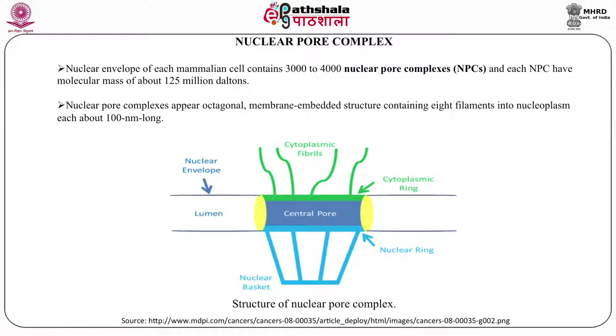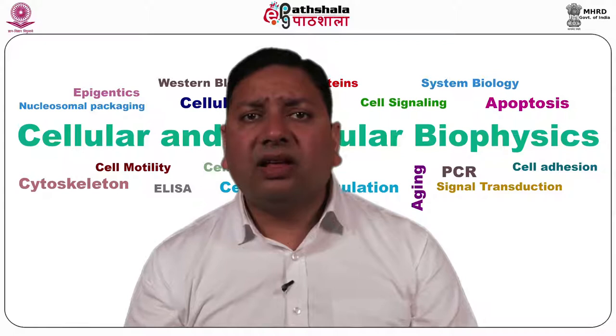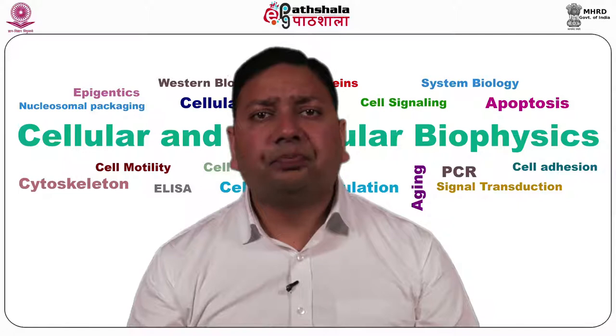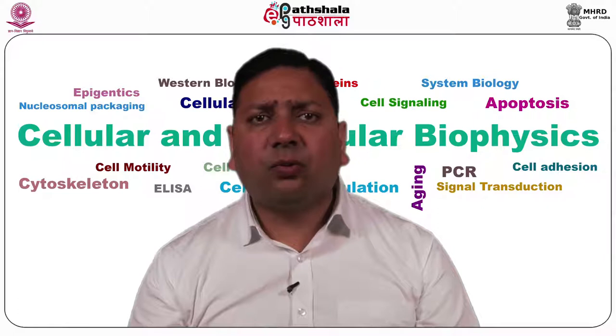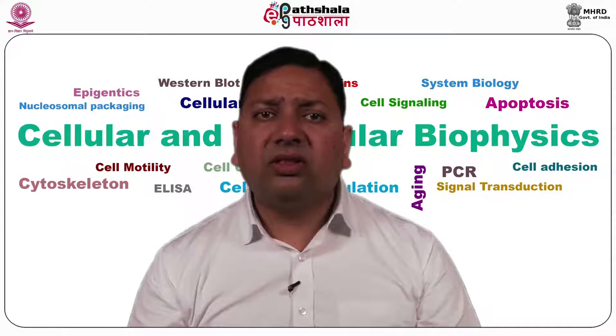The nuclear pore complex is one of the largest protein complexes of a cell, with a molecular mass of approximately 125 megadaltons. Structurally, nuclear pore complexes appear as octagonal, membrane-embedded structures containing 8 filaments into the nucleoplasm, each about 100 nanometers long. Terminal rings join these filaments inside the nucleoplasm and form a structure called the nuclear basket. Each nuclear pore complex is composed of about 30 different types of proteins called nucleoporins, and multiple copies of these proteins are arranged in prominent octagonal symmetry.